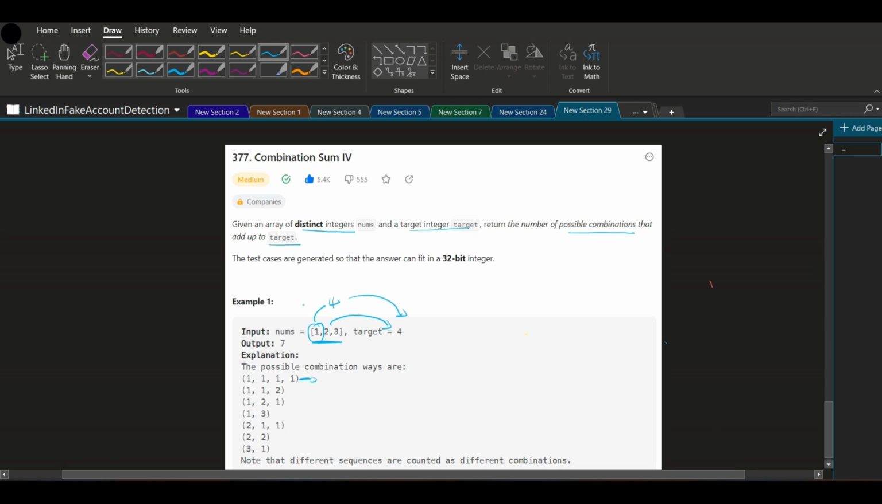The second most important thing you can realize from this question is that we are told to note that different sequences are counted as different combinations, meaning you can also do something like 3. You can take 3 and 1. This will still count, and you can also take 1 and 3, right? If you did the previous question, you'll realize that this was considered a duplicate. It was not allowed. So how would you go about something like this?